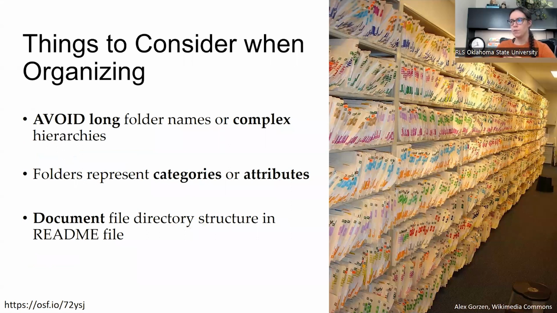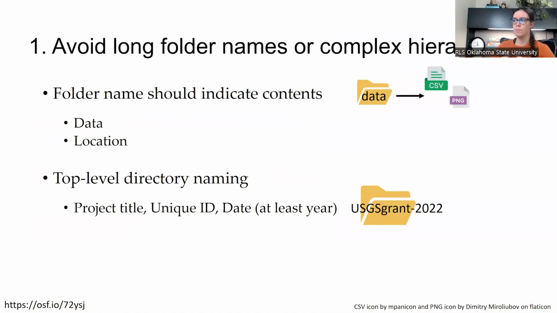And so there are three main things I'm going to focus on that I think are worth considering when you're organizing your folders. First off, avoiding long folder names or complex hierarchies. We do want folder names to indicate contents, but we don't want them to be so long that it becomes more of a chore to determine what the contents are than it would be to just click on every folder and see what files are inside. Complex hierarchies are also worth avoiding, because you don't want to have to navigate through six or seven different folders and subfolders and sub-subfolders to get to the specific data files or other files that you need.